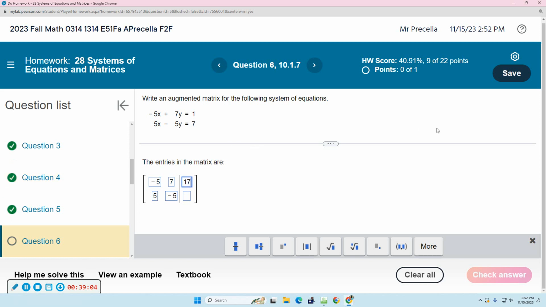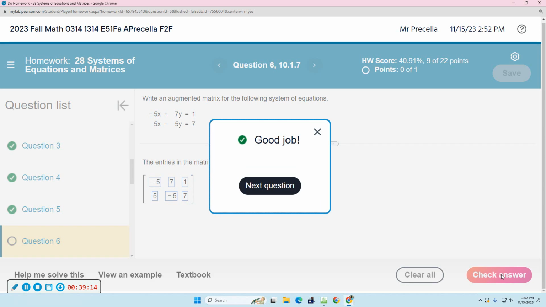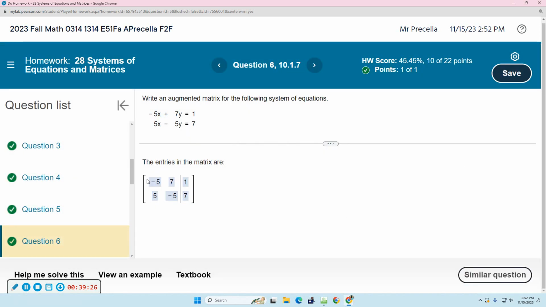Oh, no. I bet if I tabbed it would have done it. And 7. Check our answer. Oh, I thought they asked for the size of the matrix. If they had asked what would be the size of this matrix here? It'd be another 2 by 3. There's 2 rows and 3 columns.